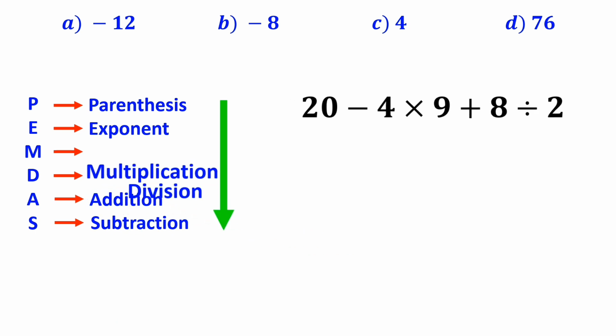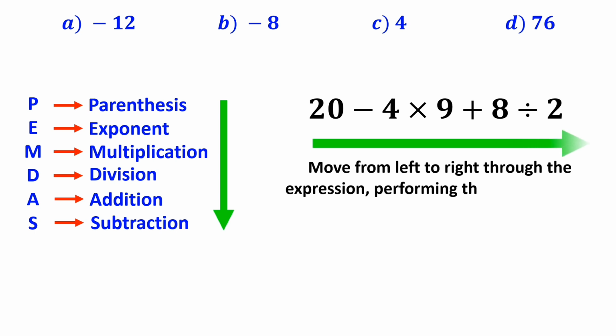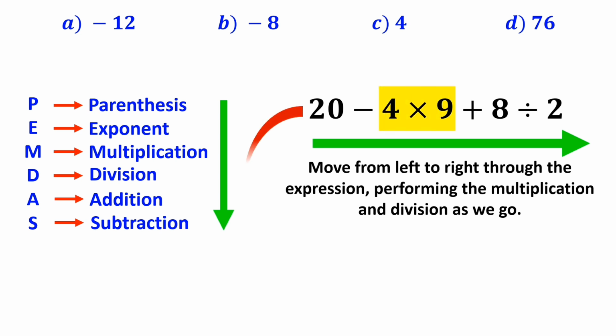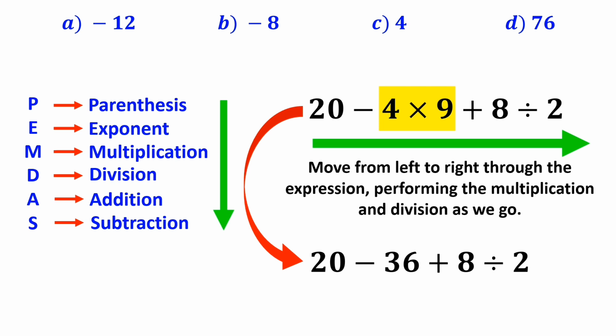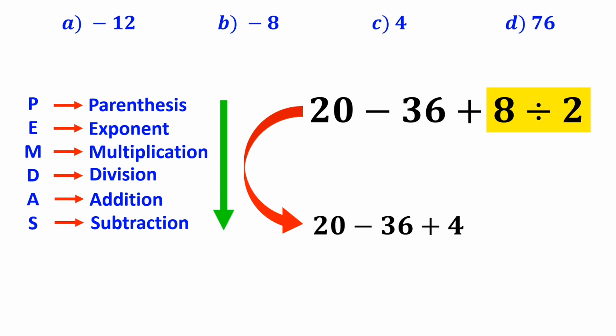And all we need to do here is move from left to right through the expression, performing the multiplication and division as we go. So, first we start with 4 times 9 and write this expression as 20 minus 36 plus 8 divided by 2. In the next step, we move on to the division between 8 and 2 and replace this expression with 20 minus 36 plus 4.